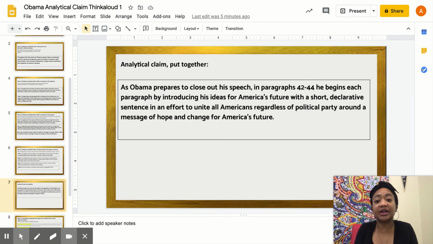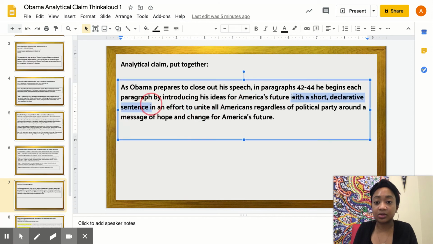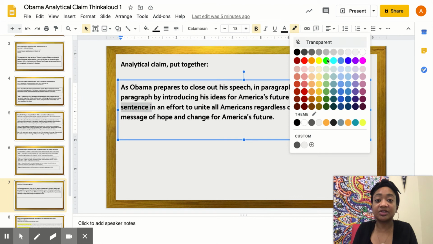Here's my analytical claim. As Obama prepares to close out his speech, in paragraphs 42 through 44, he begins each paragraph by introducing his ideas of America's future with a short declarative sentence. There you go. That's that characterization of my evidence.